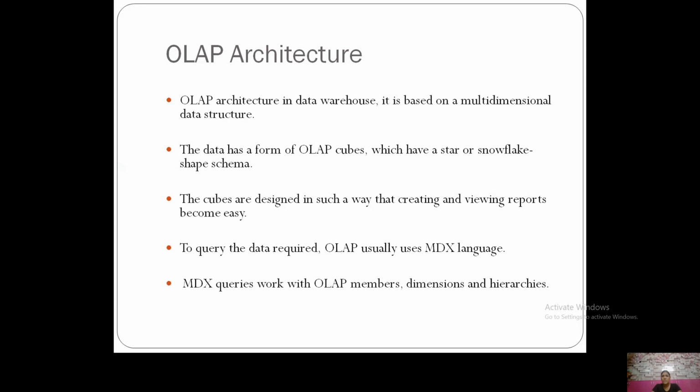OLAP architecture. OLAP architecture in data warehouse is based on multi-dimensional data structure. The data has a form of OLAP cubes, which have a star or snowflake shape of schema. To query the data required, OLAP uses MDX language. These OLAP cubes are designed in such a way that creating and viewing the data becomes easy.